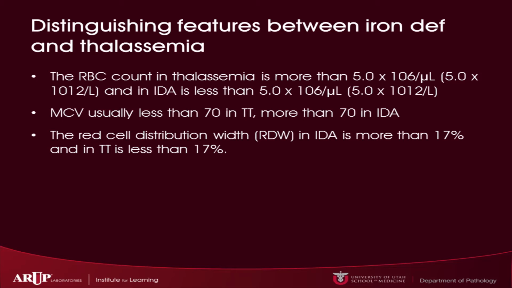So these three parameters, in my day-to-day practice, are really helpful in coming up with a differential between iron deficiency and thalassemia. There could be some overlap in maybe around 5% of the cases, but the majority of the time I would say we can make a good estimate or good guess about what kind of anemia is there.